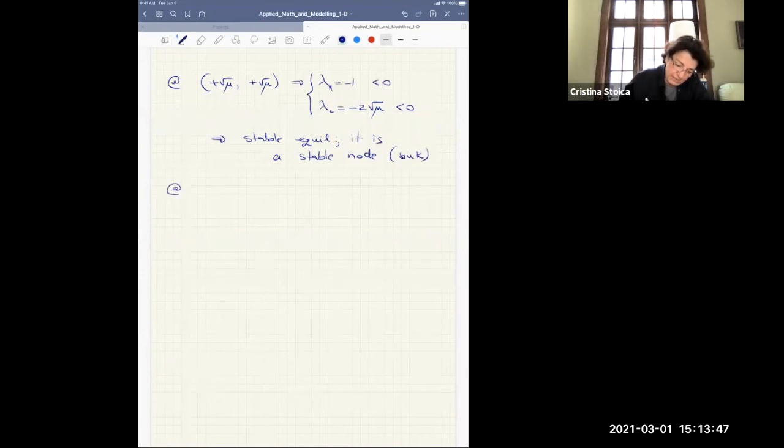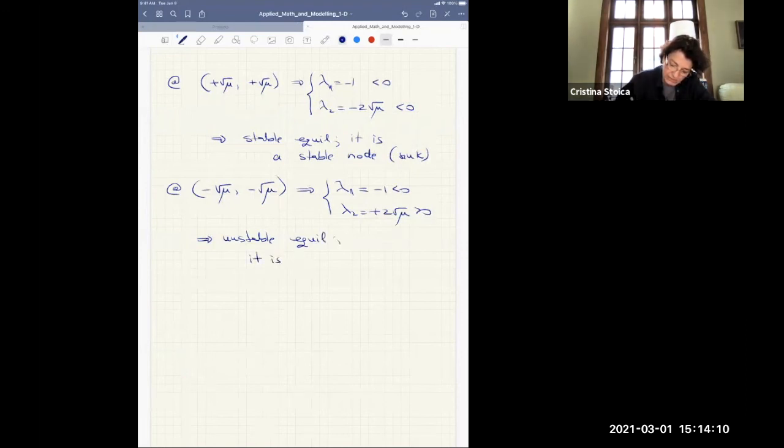And then at the other guy, we have lambda 1 is minus 1, and lambda 2 is plus 2 root mu, it's positive. So this will be an unstable equilibrium. It is a saddle.